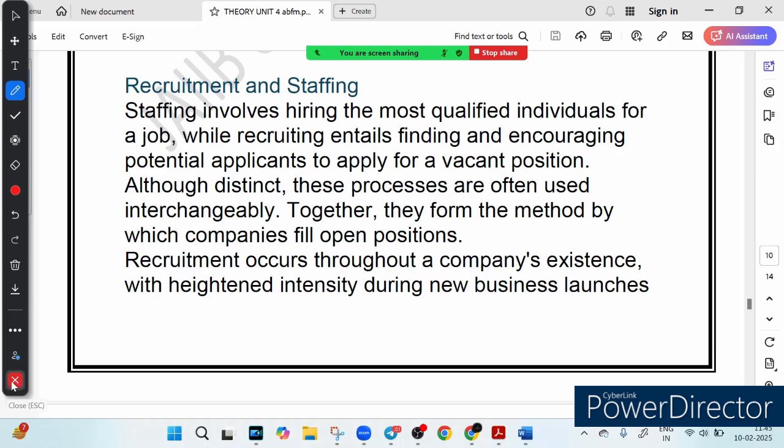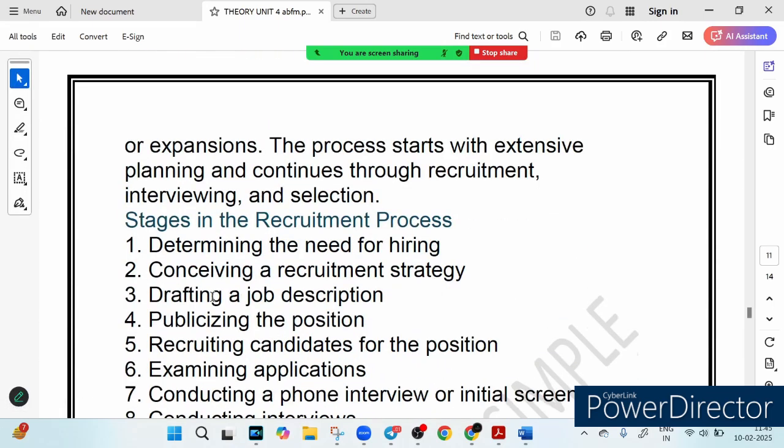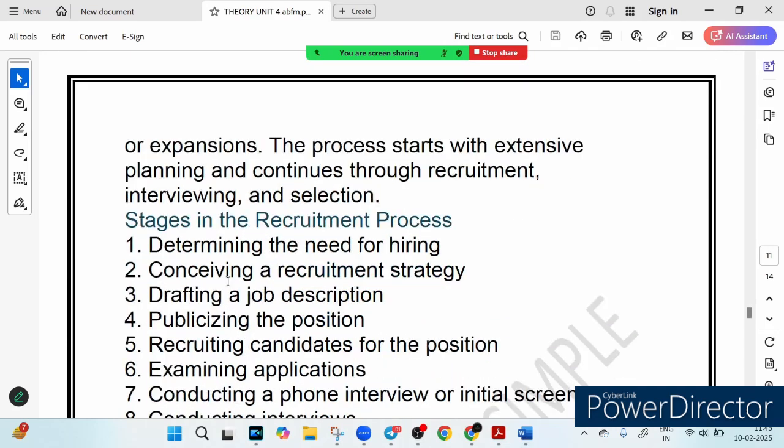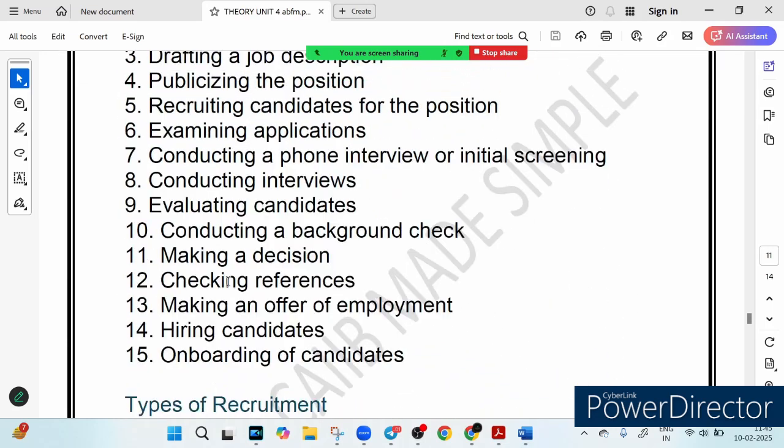Now let's talk about the types of recruitment. In the upcoming slide, let's talk about it. What are the different types of recruitment we have? There is something called internal recruitment, there is something called external recruitment, and there are some stages you can see. So what are the stages?